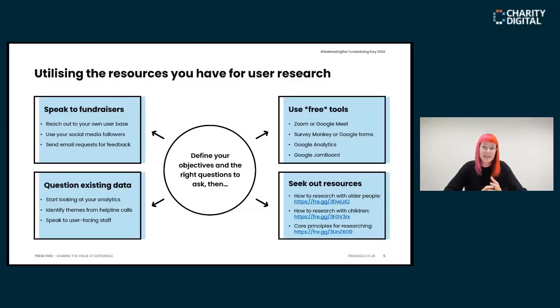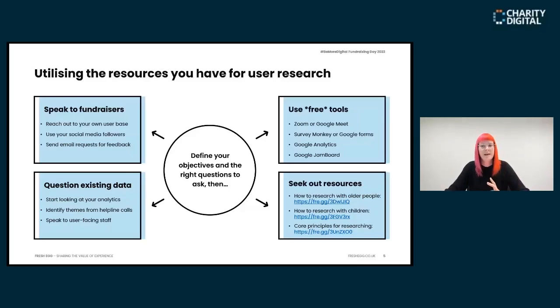So question that existing data. Do start to look at your web analytics, the themes from your helpline calls, or feedback from actual user-facing staff, so people within your charity who typically speak to your users. Those are always great places to start.